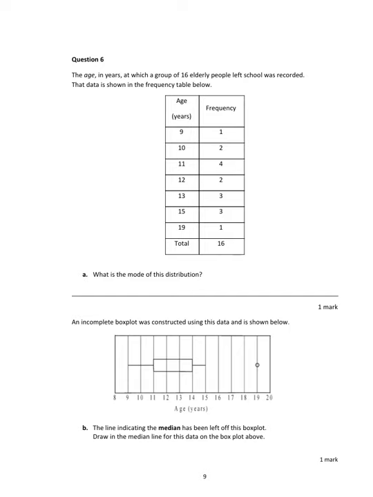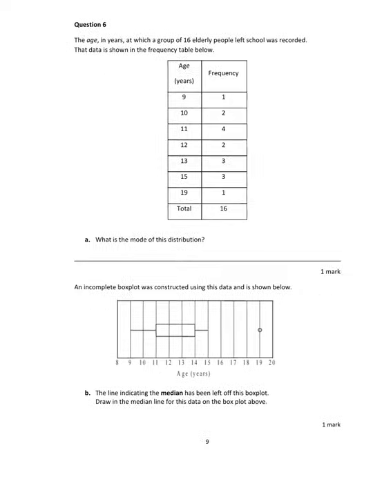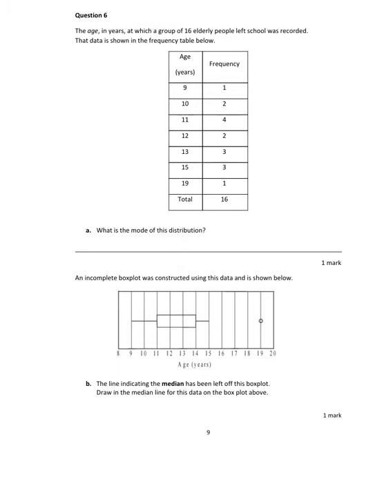So question 6. The age in years at which a group of 16 elderly people left school was recorded. The data is shown in a frequency table below. So we've got the age ranging from 9 to 19 years, and the frequencies at which those people left school. What is the mode for this distribution? The mode's the most frequently occurring number, which happens at 11 years of age.